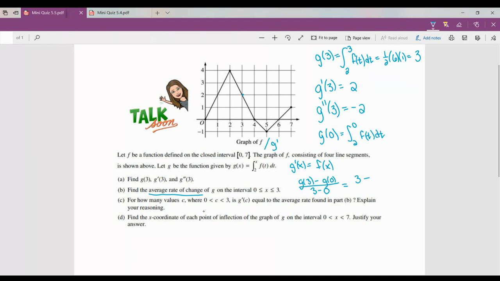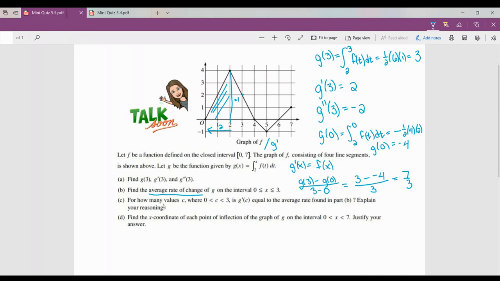So we do the area under the curve from 2 to 0. We're shading backwards. So it's going to be negative, and then that's a triangle. So height is 4, base is 2, 1/2 times 4 times 2. So we get negative 4. So g of 0 equals negative 4. So minus a negative 4 all over 3. So that's positive 7 over 3. That's my average rate of change.